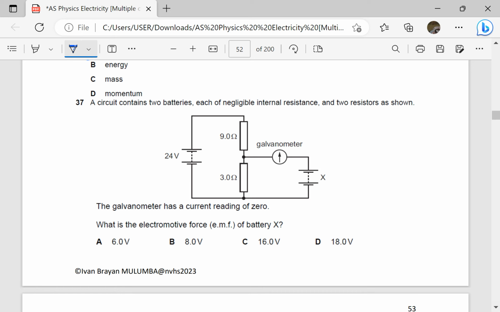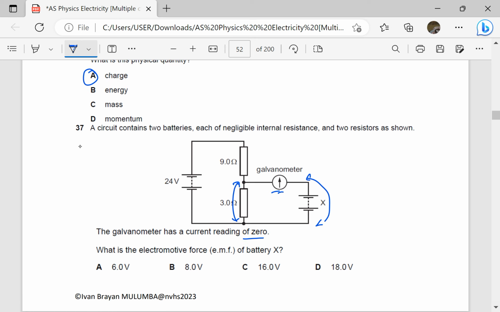A circuit contains two batteries, each of negligible internal resistance, and two resistors as shown here. The galvanometer has a current reading of 0. If the galvanometer reads 0, the PD across this part here should be the same as the PD across the other one, which is the same as the e.m.f of the cell. What is the e.m.f of the cell?